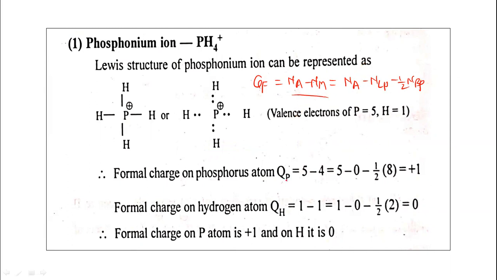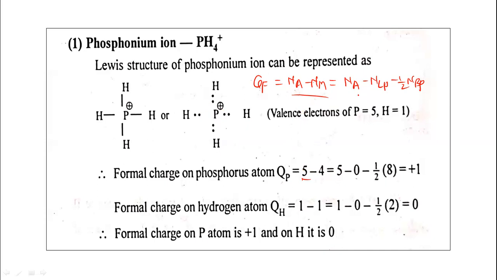So formal charge on phosphorus, Qp, equals Na, the number of valence electrons. Phosphorus carries 5 valence electrons, so it is 5, minus Nm, the number of electrons of phosphorus in the molecule, only 4. This one, this one, this one, this one, 4 are there. So 5 minus 4, the formal charge becomes equal to 1. Formal charge on the phosphorus is 1 here.